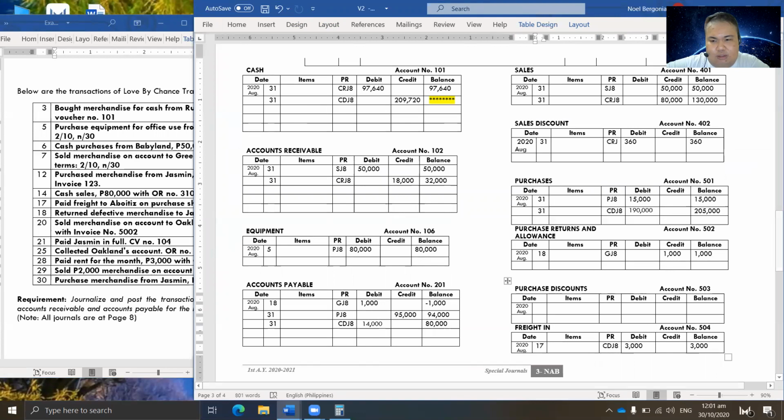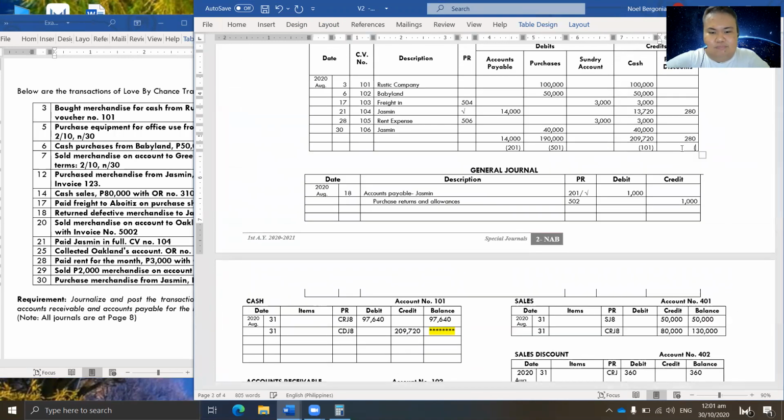Ayan, so 31. Tapos the PR is cash disbursements journal page number 8. Okay, so credit yan, di ba, yung purchase discount. So 280 and the balance is 280, since the normal balance naman ho ng purchase discount is credit. Okay, so we're done. That's account 503.